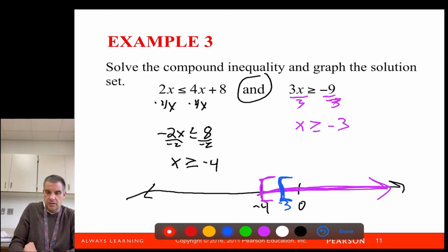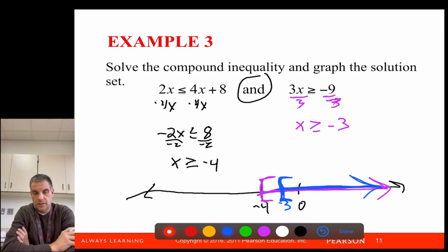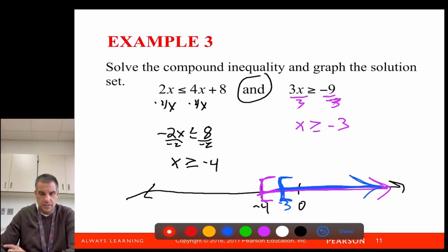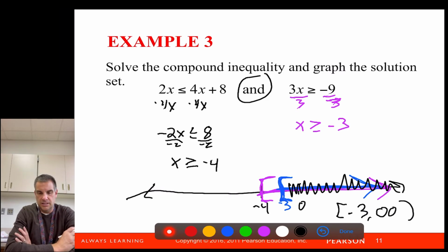And then it's going to be all numbers in this direction. So our solutions are the ones that they have in common. Which ones do they have in common? They have all of those in common. So my bottom number is negative 3, goes off to infinity, and we can close it with the open circle, or with the parentheses. So there's the solution for that one.